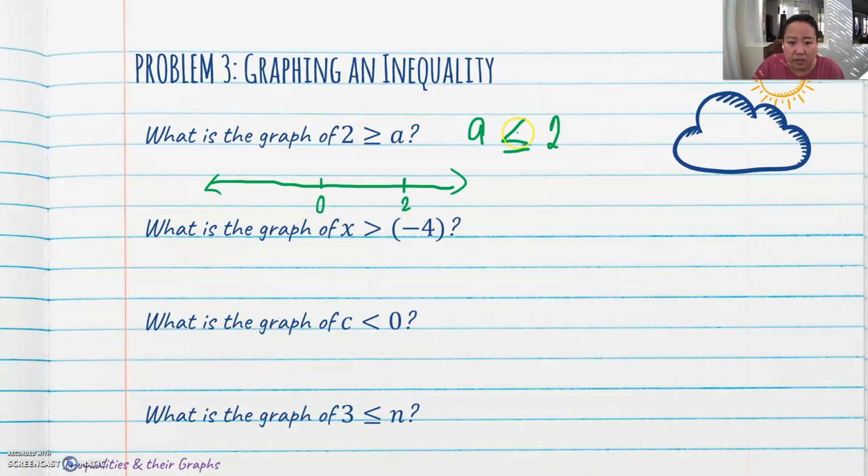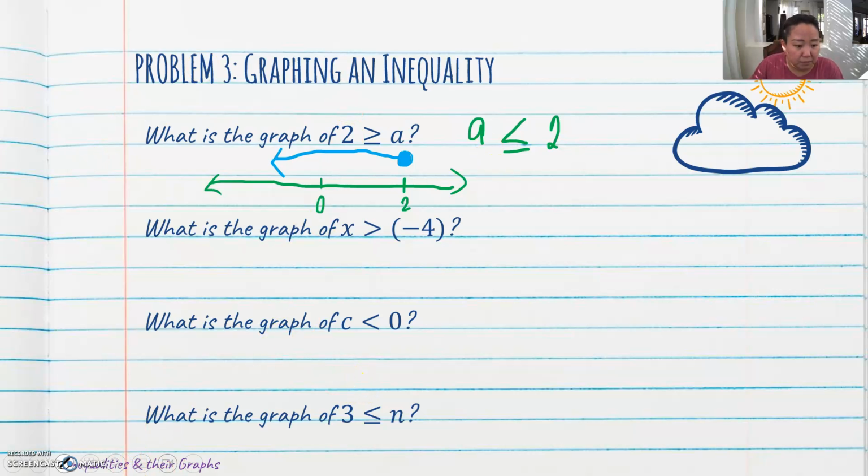Because our inequality has the equal to symbol in here, we will be using a solid dot. So it's going to be like that. As you can see, the arrowhead here is pointing to the left, so less than. All the numbers that are less than 2 are to its left, and so we will be putting our arrow like that. As simple as that. That's our inequality. 2 is greater than or equal to A.